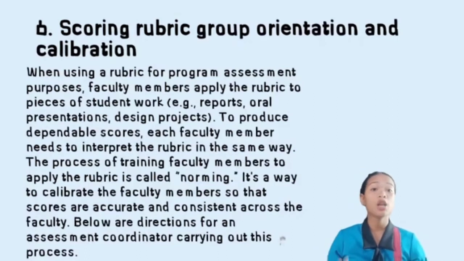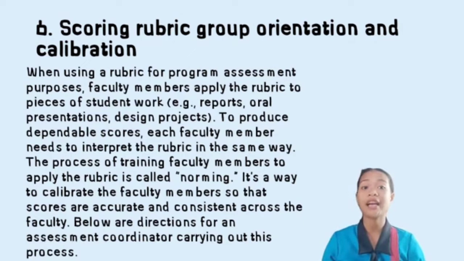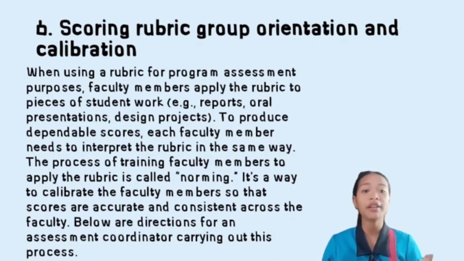Number 6, scoring rubric, group orientation and calibration. When using a rubric for program assessment purposes, faculty members apply the rubric to pieces of student work, for example, reports, oral presentations, designs, or projects. To produce dependable scores, each faculty member needs to interpret the rubric in the same way.